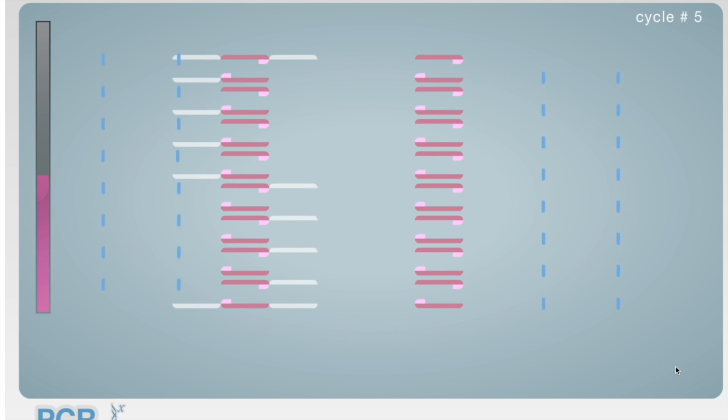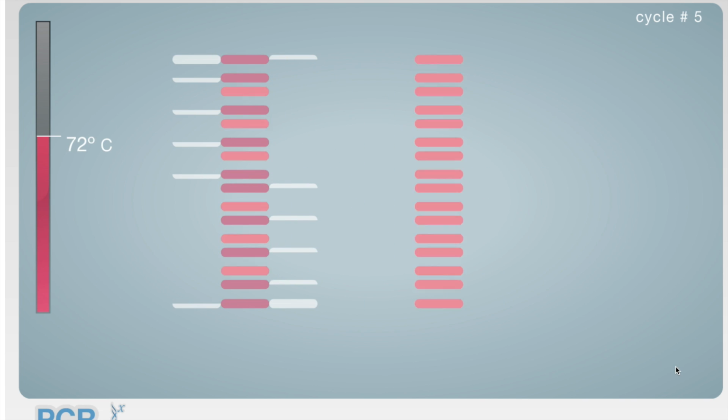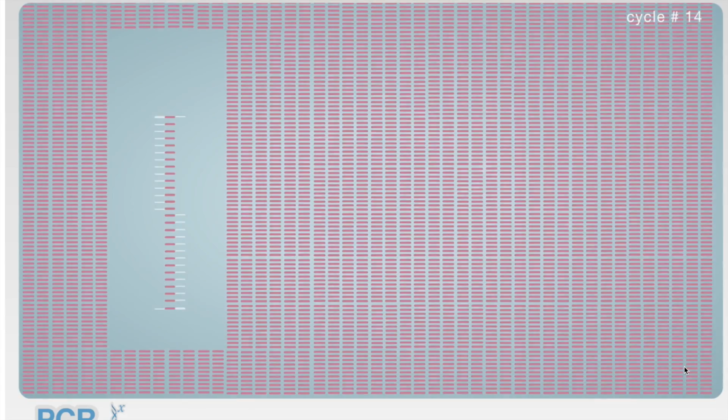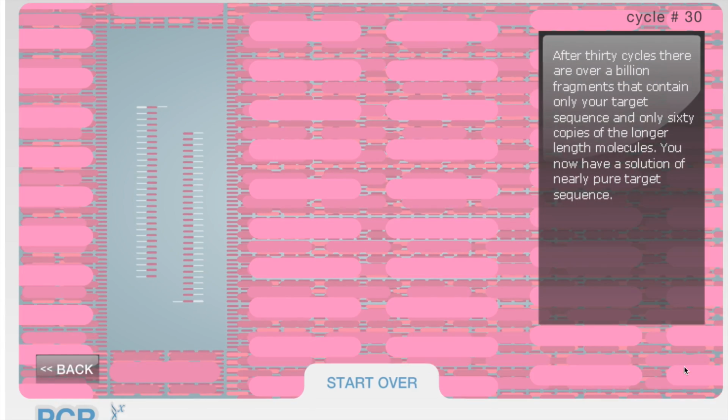Now let's see what happens over the course of, let's say, 30 cycles. This process takes only a few hours, and as you can see, billions of fragments have been made from the original sequence that you wanted to make. This is useful in the replication of DNA that's used every day.